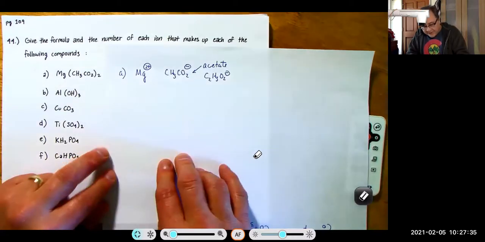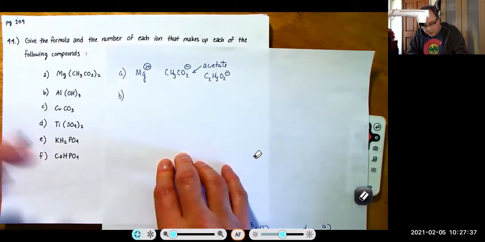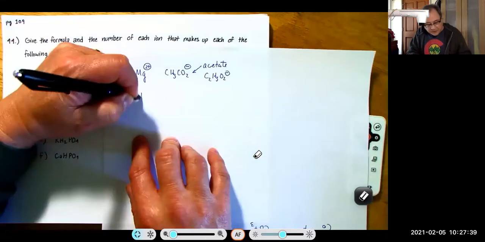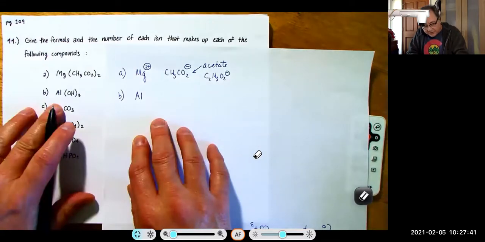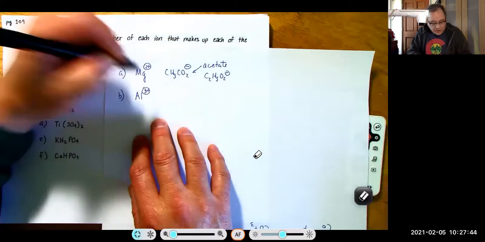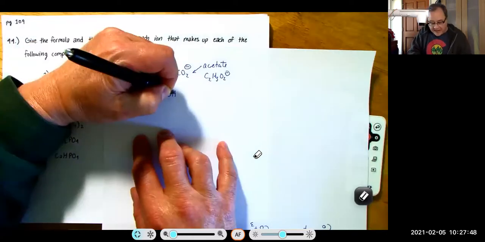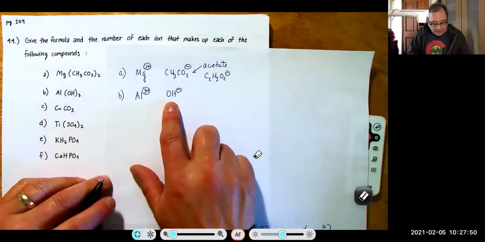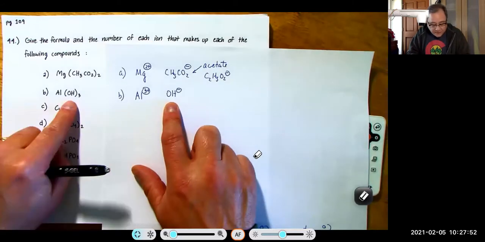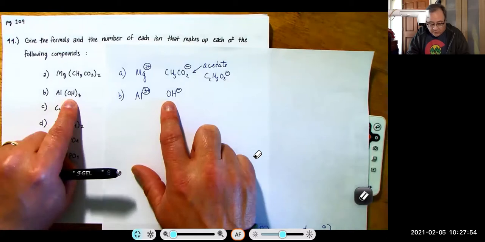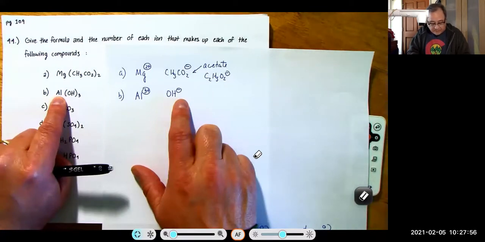So B is the same way. You know that aluminum is a metal, so it's going to be the cation, and you know it's a +3. You know that OH has got to be the anion. It's a polyatomic anion, and you can actually figure out the charge from the aluminum. Each one has to be a -1.